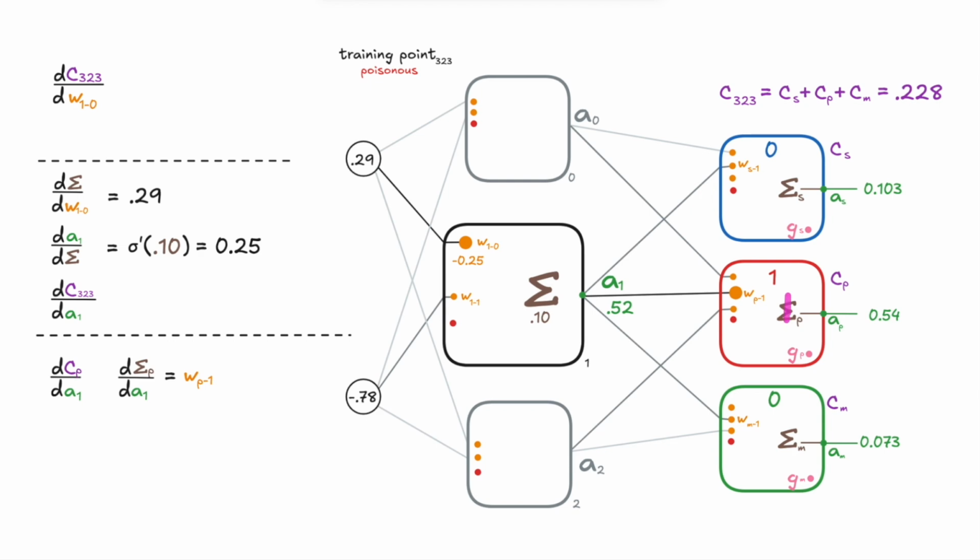Next, as the sum changes, the output activation changes, which changes the cost. This product we've already computed though. It's the gradient for the output node. Thanks to the chain rule, we just multiply these pieces together to find out how the cost of the poisonous node changes as the activation changes.